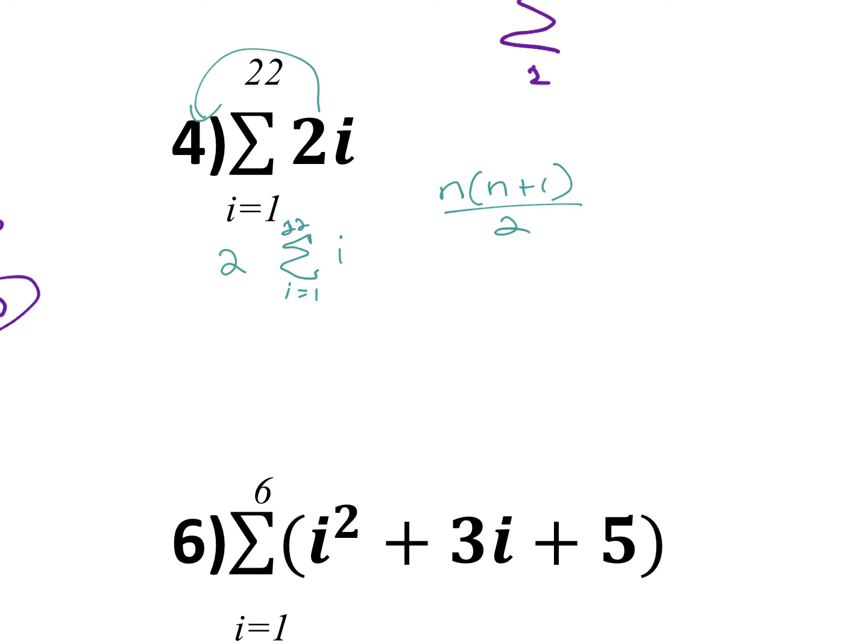Since it's times 2, we just divide by 2 and we leave it, right? That would be fine too. So it's just 506.